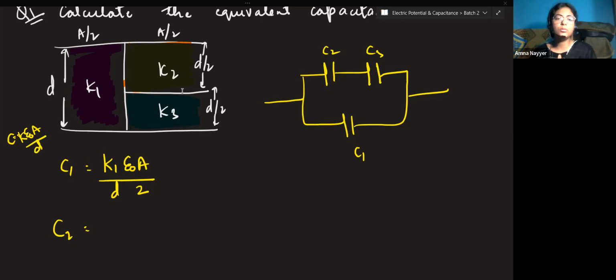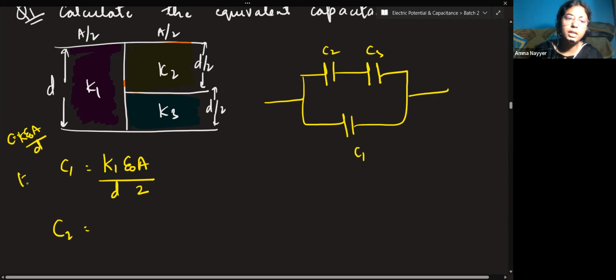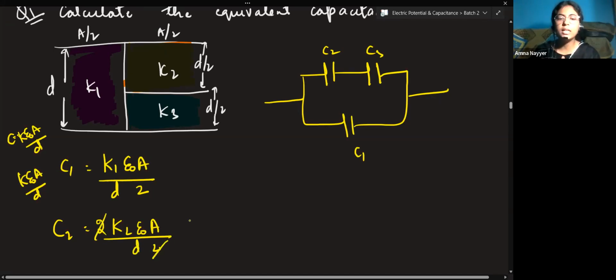I'll tell you for C2. So Akifa was right. See, Fatima, this is the general formula. K epsilon naught A by D. K is what? K is K2. Then you have epsilon naught. You have area is A by 2. Distance is D by 2. So 2 gets cancelled. You can write it as K2 epsilon naught A by D only.